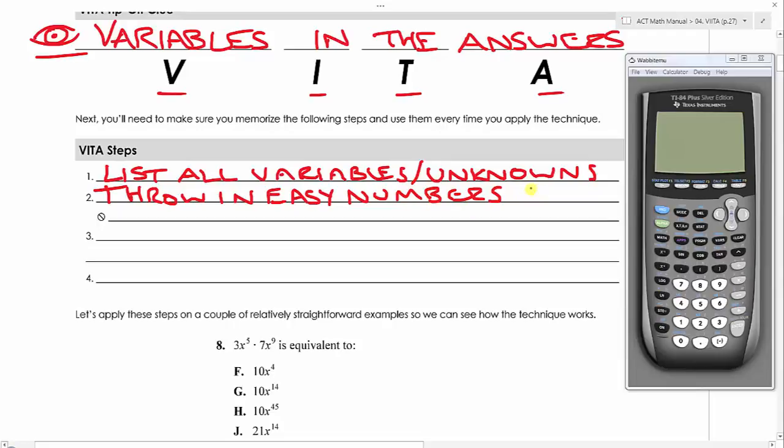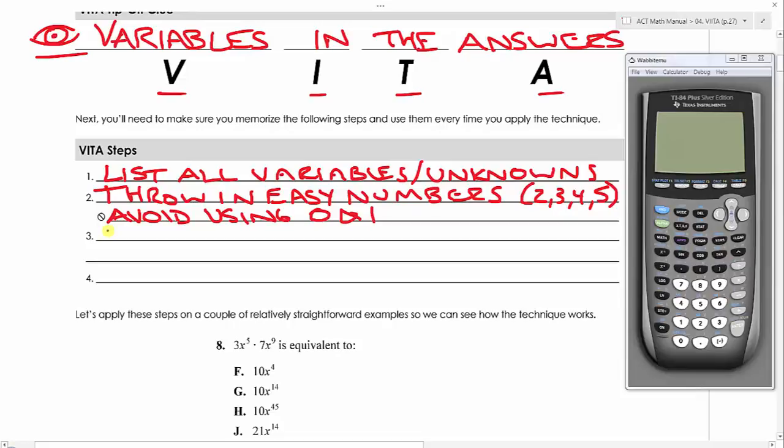When we say easy numbers, generally we mean 2, 3, 4, 5, maybe 10, but simple integers. There are going to be some questions where you want to possibly throw in different types of numbers, maybe fractions, maybe negatives, maybe big numbers, but generally 2, 3, 4, 5 are going to be your best bets. You do, however, want to definitely avoid, on most VITA questions, using 0 and 1, and we'll talk about why that is in a moment. But 0 and 1, you do want to stay away from those.